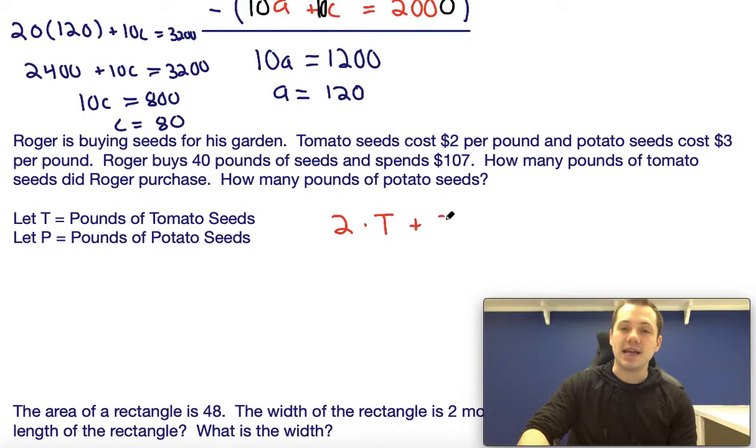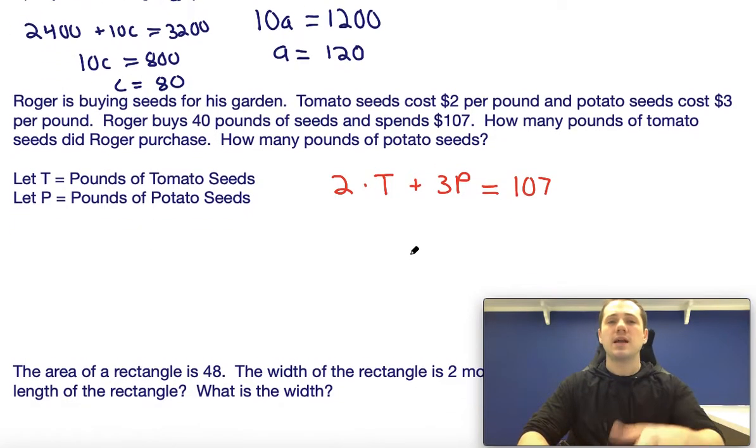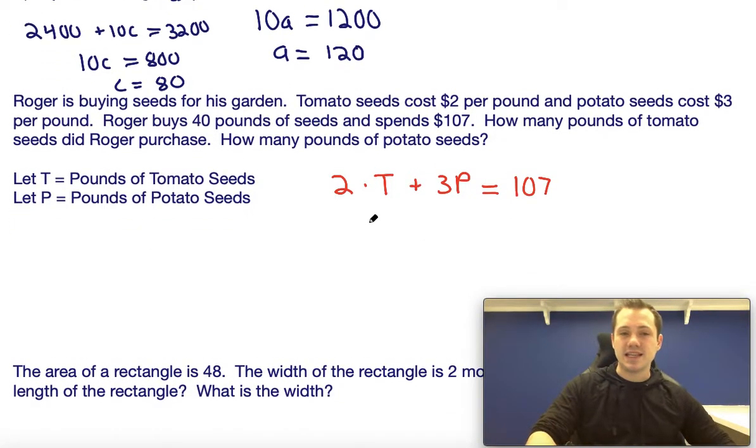And I'm going to add that to 3 times P, and I'm going to find that these two numbers add to give me 107, right? The total amount spent on tomato seeds plus the total amount spent on potato seeds should equal $107. Now we also know that he buys 40 pounds of seeds, so if I add up the pounds of tomato seeds and potato seeds, this should equal 40.